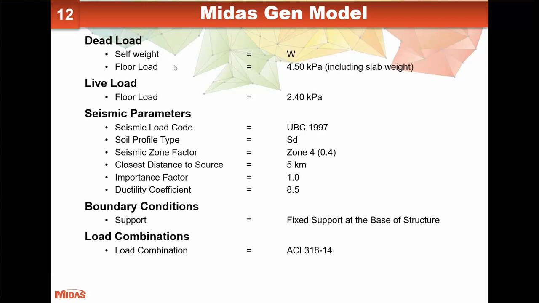The dead load that I use are self weight and floor loads. For live load, I use a floor load of 2.4 kPa. For the seismic parameters, I use UBC 1997. Soil profile type SD, seismic zone factor zone 4, closest distance to source 5 kilometers, importance factor 1, ductility coefficient is 8.5. I use fixed support on the base of the structure, and then the load combinations are generated according to ACI 318-14.